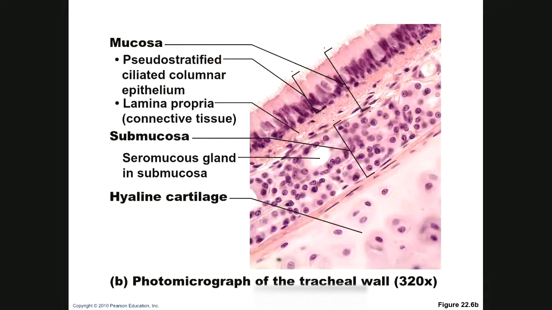This is a photomicrograph of the tracheal wall. You can see the pseudostratified ciliated columnar epithelium. Here's your little cilia, and they move junk out of the lungs. Submucosa here, and this is hyaline cartilage.